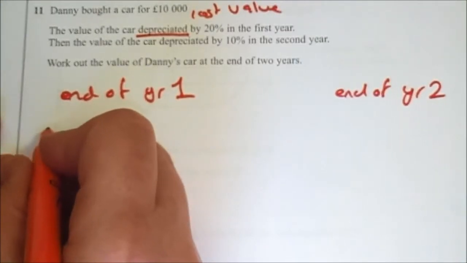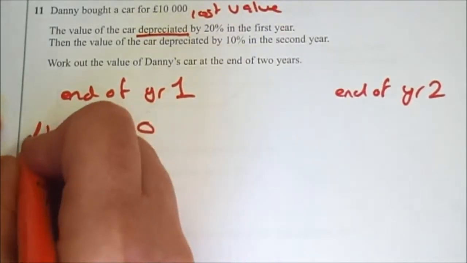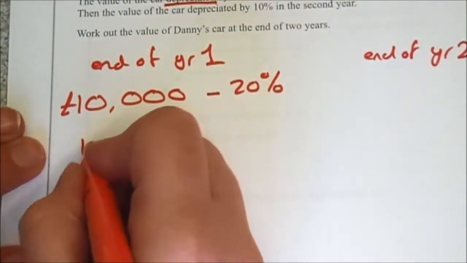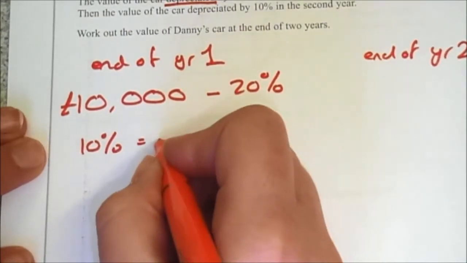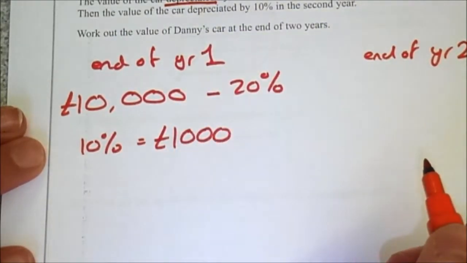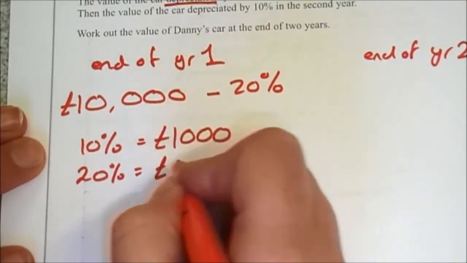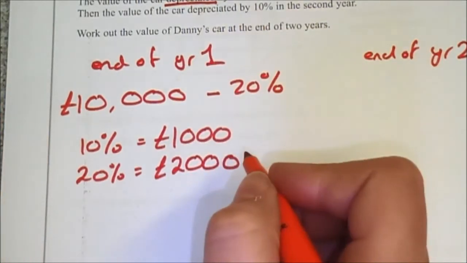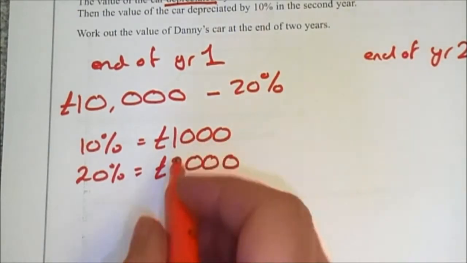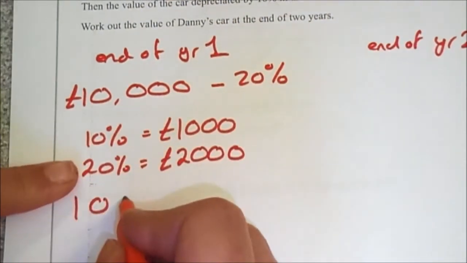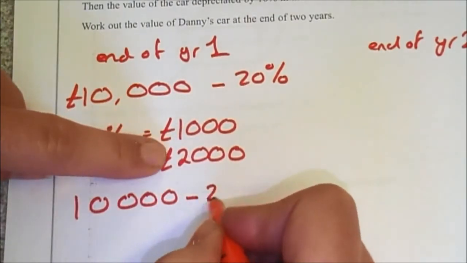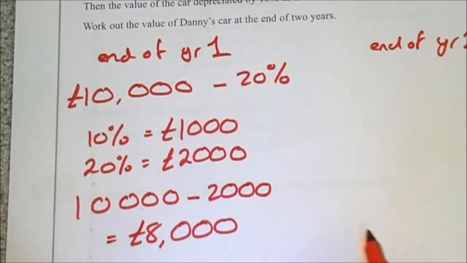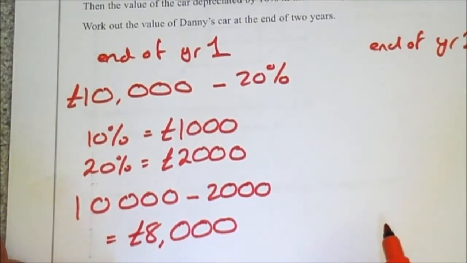The car started off as £10,000. It depreciated by 20%. So 10% of £10,000 would be £1,000. So 20% would be double that, which would be £2,000. Now, at this point, I can take my original £10,000, subtract the 20% that it lost, and that would leave me with the car being valued at £8,000 at the end of the first year.